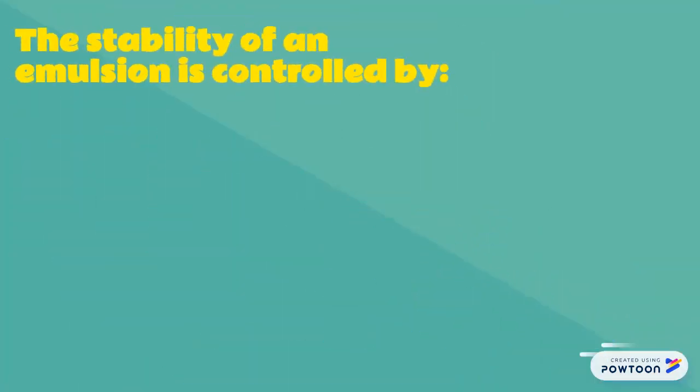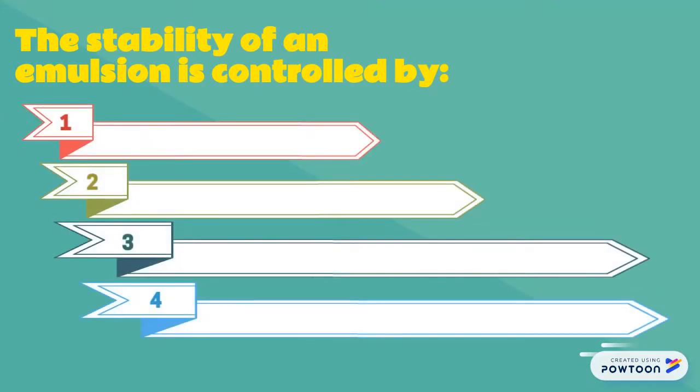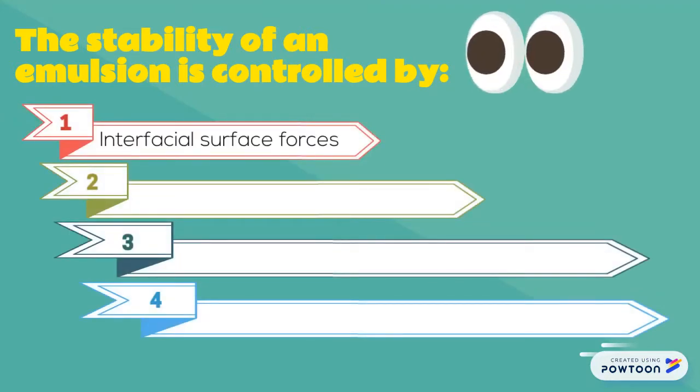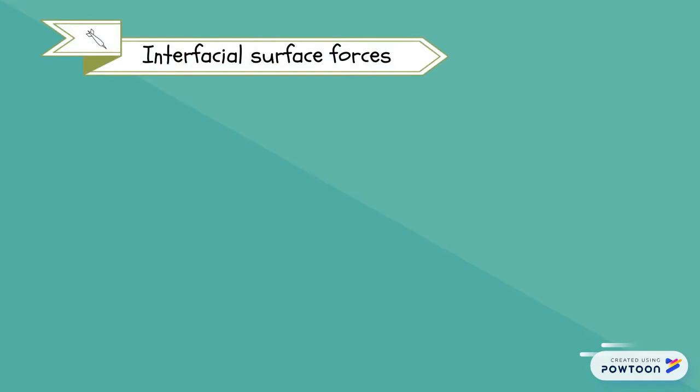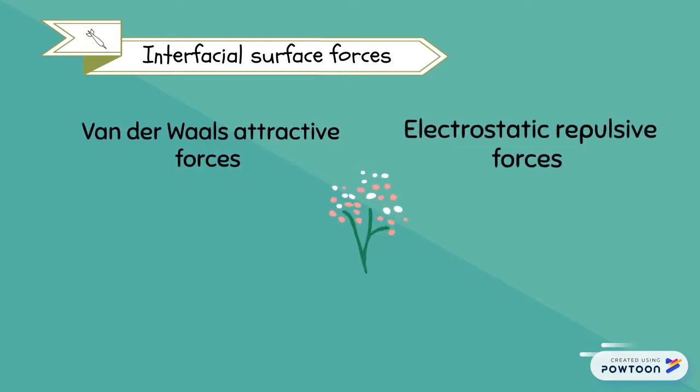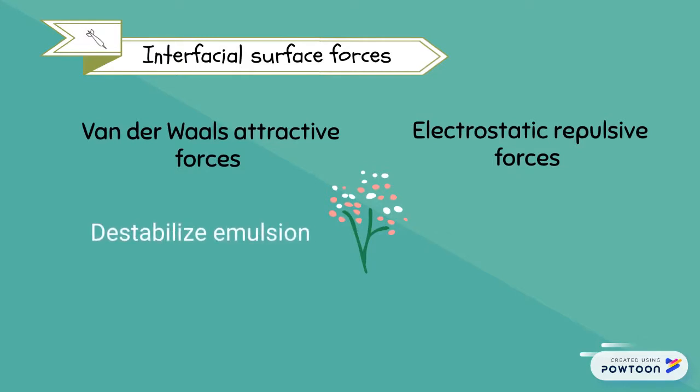Now, let's move on to what controls the stability of emulsion: interfacial surface forces, size of dispersed phase droplets, viscous properties of the continuous phase, and density difference between the two phases. Interfacial surface forces: the two main interacting forces that affect the emulsion systems are van der Waals attractive forces and electrostatic repulsive forces. Attractive forces tend to destabilize emulsion, whereas repulsive forces generally impart stability into the emulsion.